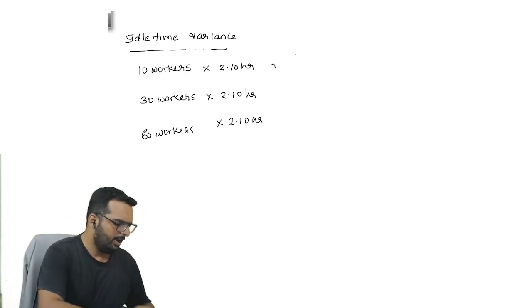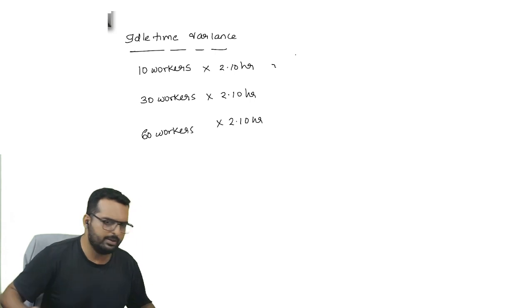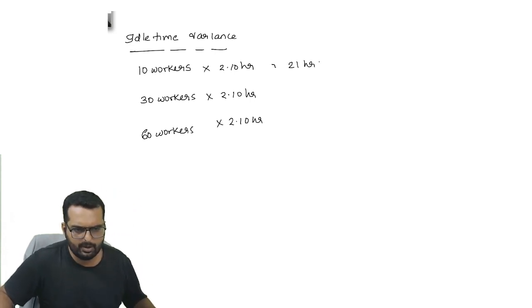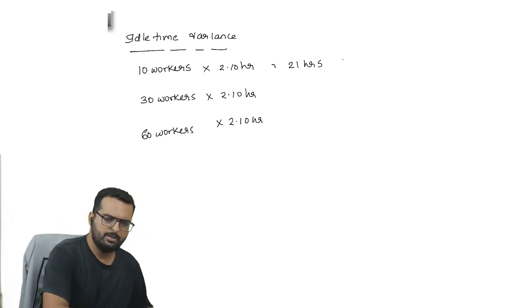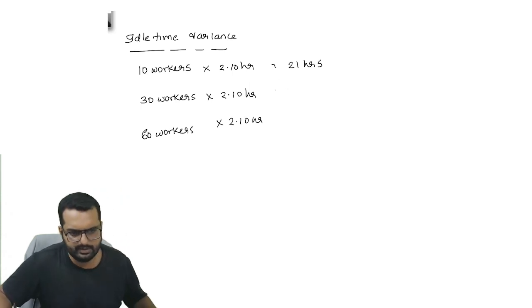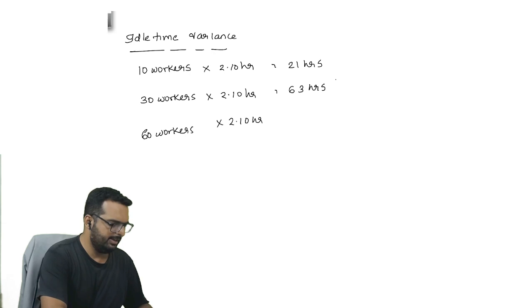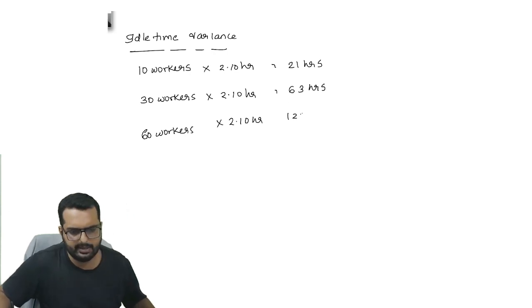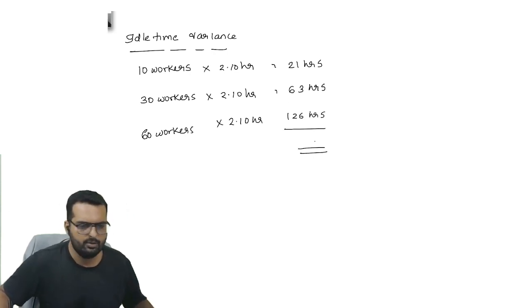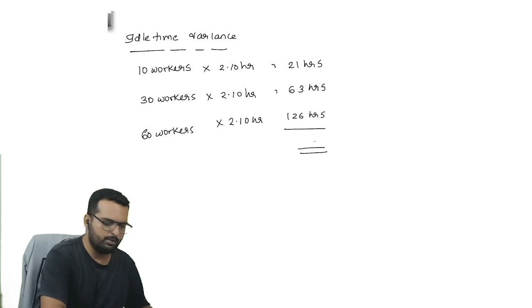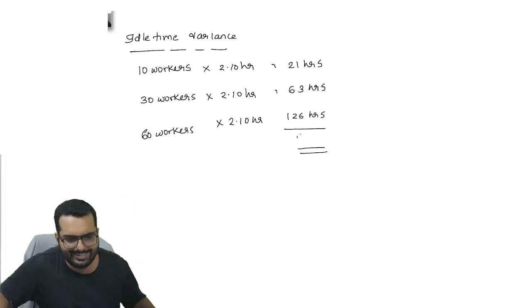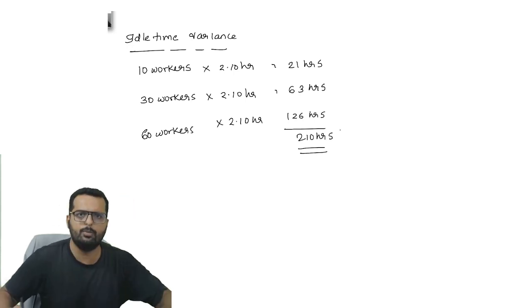Am I right? So now tell me how much is 10 into 2.1 hour that you get? Here you have 21 hours of idle time. Here you have 63 hours of idle time. All right. And the last one you get the answer as how much? 126 hours of idle time. So what is the total idle time that you get over here? 210 hours. Can you write down this in your books now?